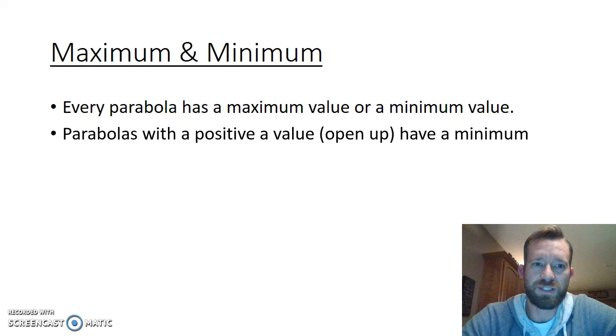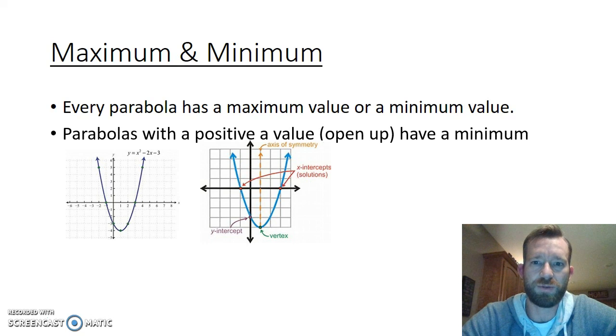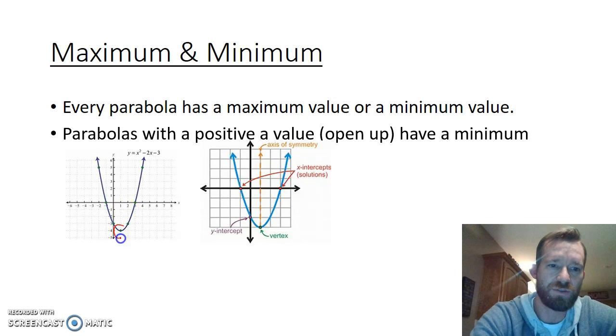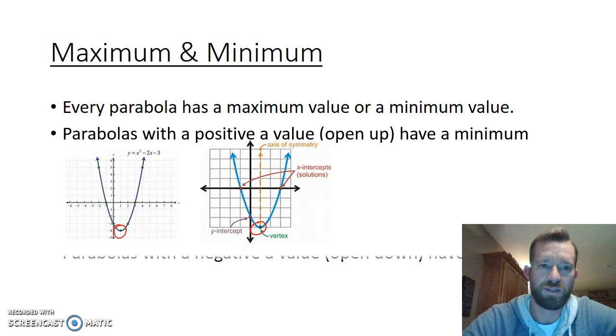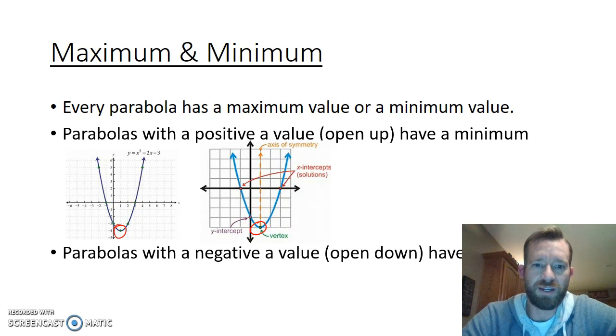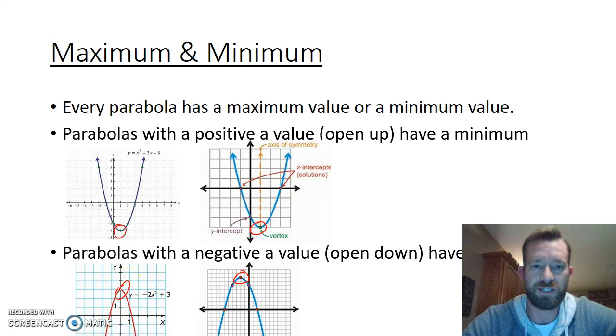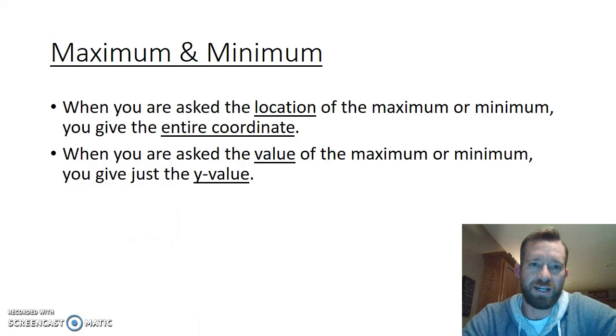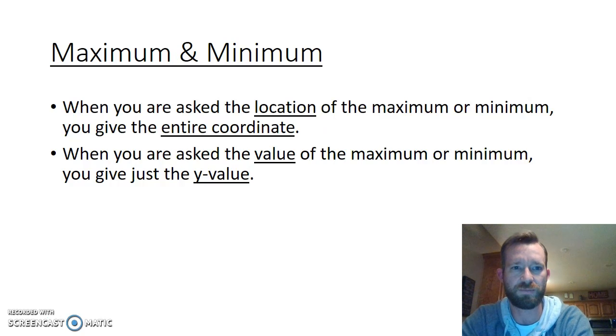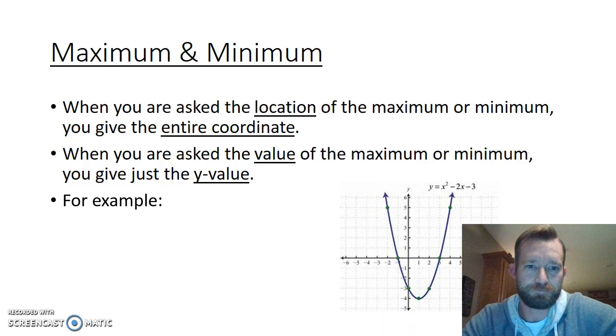For maximum and minimum, this is kind of an easy idea. Any parabola that opens up has a minimum value. That would be shown where the vertex is on the bottom. Any parabola that has a negative a value and opens down has a maximum. So you can see here the vertex is at the top. You can actually find these in the calculator, and so that's a definition of the location versus the value of a maximum or minimum.